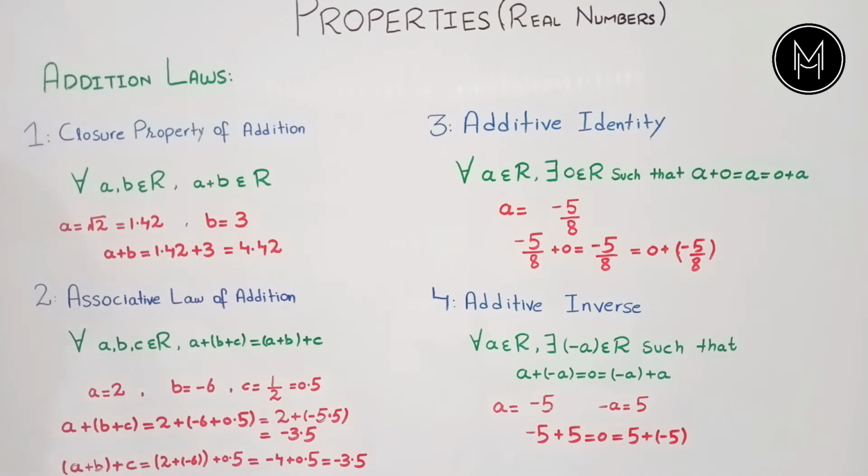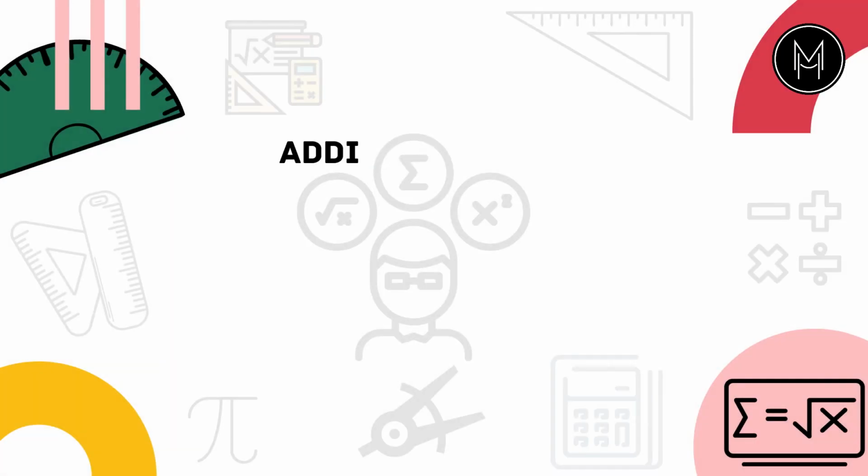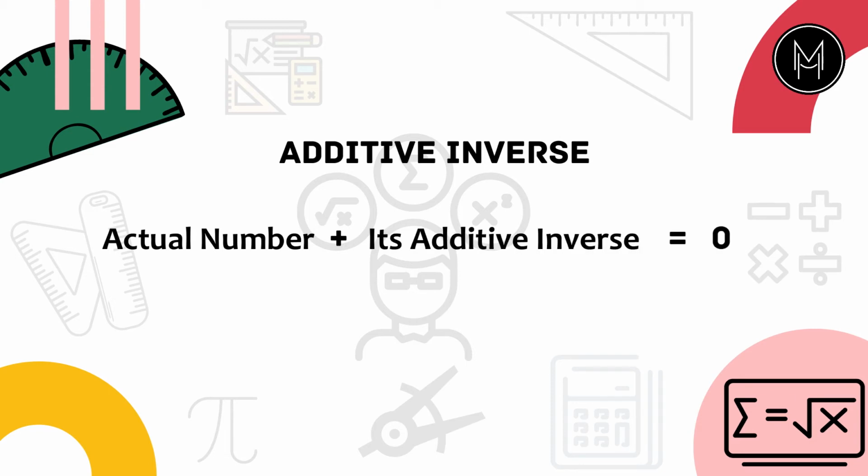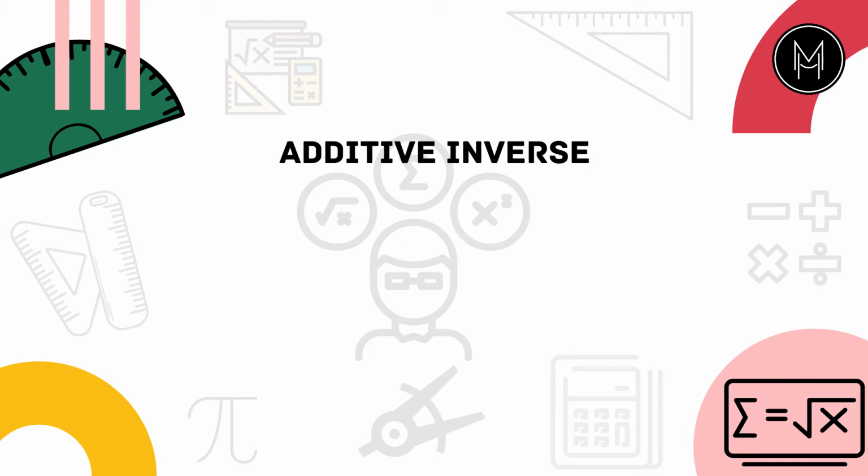Now let's move towards the additive inverse. Additive inverse means if we add the actual number and its additive inverse, we always get 0. So for real numbers, we need to check whether the additive inverse of every number is present in the real set or not. For example, let's say we have a real number a. So is its additive inverse, minus a, present or not? This property, the additive inverse law, says that its additive inverse minus a should be present in the real numbers.